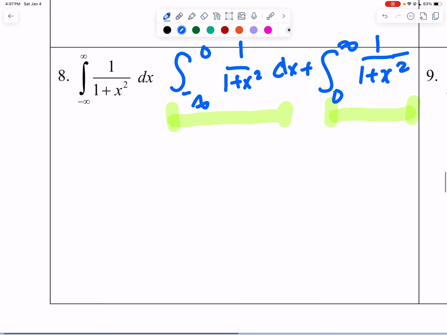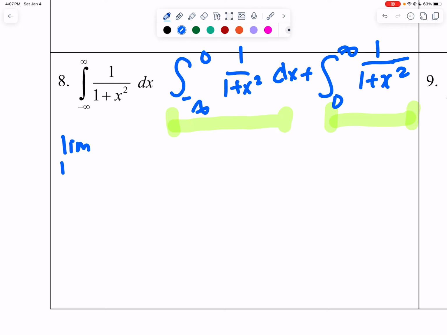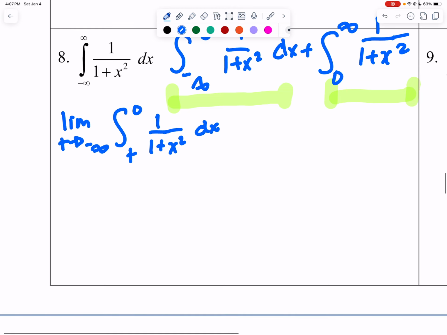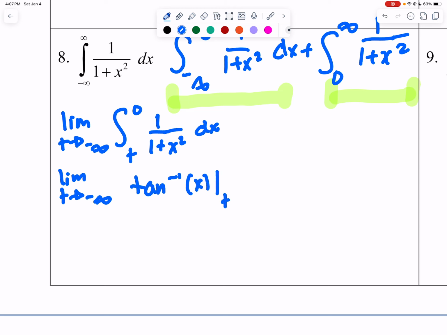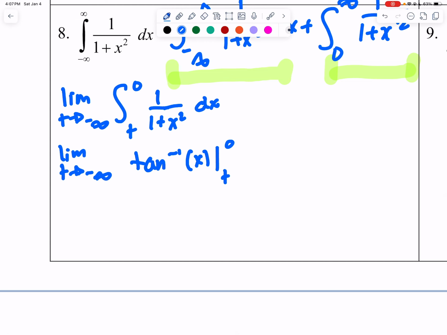Now, I'm going to have the limit as t approaches negative infinity. Then I'm going to have t to 0 of 1 over 1 plus x squared dx. The antiderivative of that is inverse tangent. And you'll see that my bounds are from t to 0, which is why I picked 0, because if I did inverse tangent of 0, that's going to be 0.